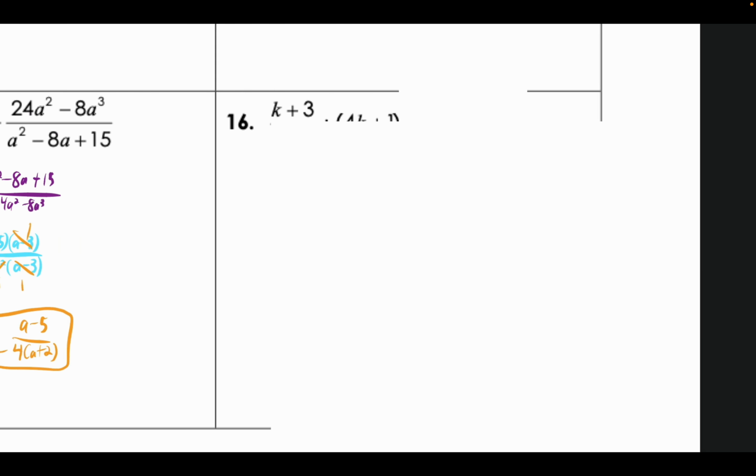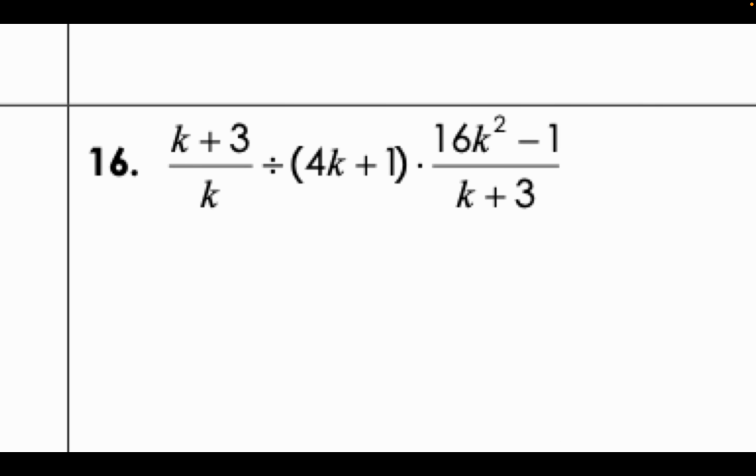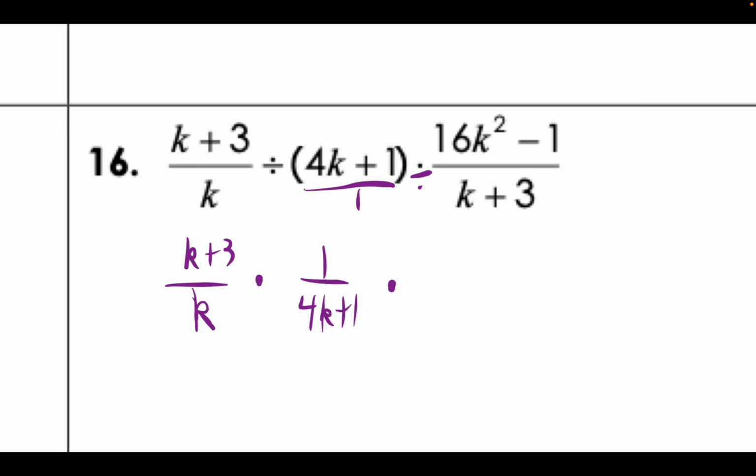Moving on to our last problem for the lesson, number 16. Oh, we got 3 fractions here. So this first fraction will remain unchanged because it's the first fraction, to be clear, and you never change that one for flipping it around. The second fraction, we're dividing it, so we're going to flip it. It's technically over 1, so it's going to be 1 over 4k plus 1. And now the third fraction, since it's being multiplied, will not flip. Now if there's another division symbol here, then this would flip too, to be clear. But that's not what's going on. So this stays 16k squared minus 1 over k plus 3.